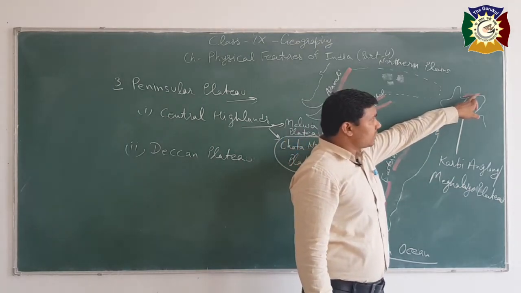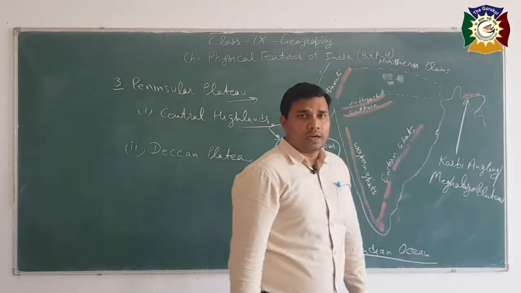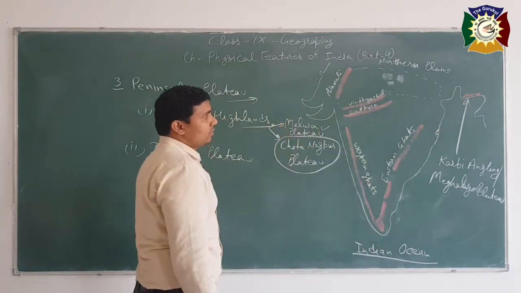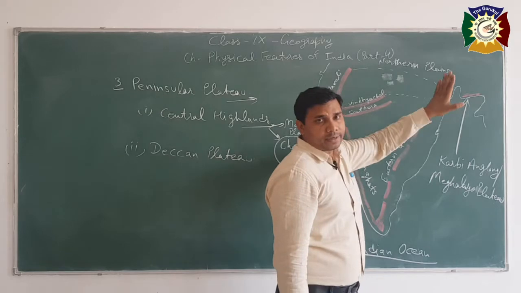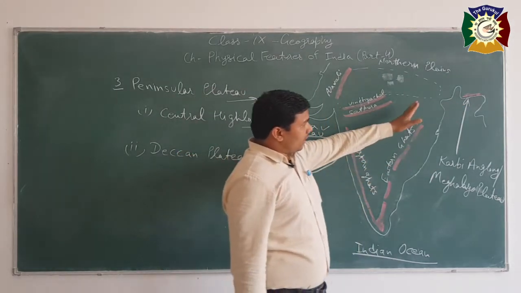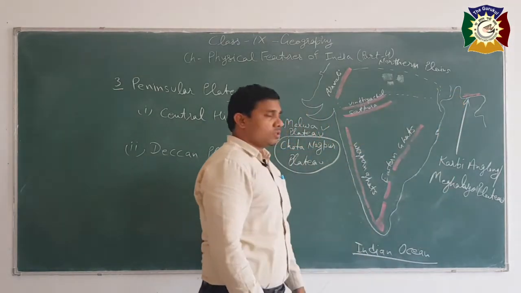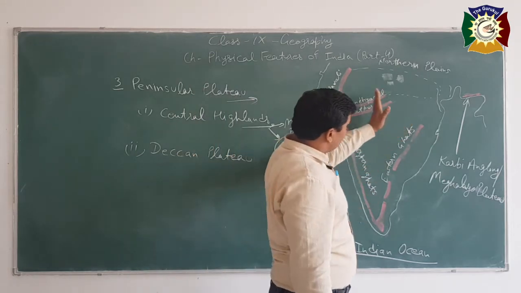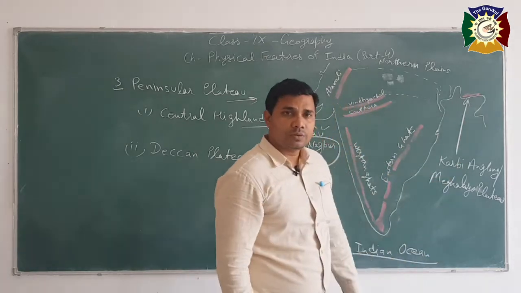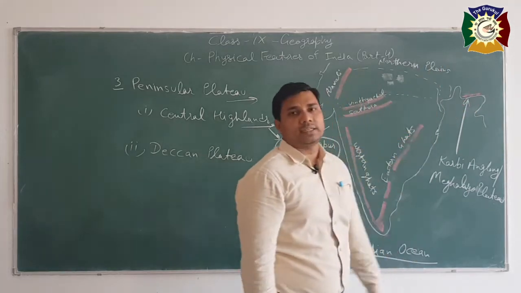Garo, Khasi, Jaintia, these three hills are located here, and dear students, these hills are also part of the peninsular plateau. Now the question comes: actually this area comes under the northern plains. So how is it possible? Here is also plateau region and here it is also. So how does it stretch from the western side to the eastern side?